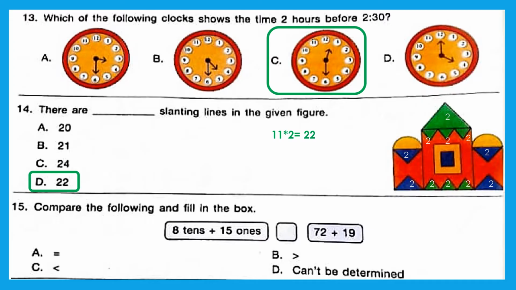Question 15. Compare the following and fill in the blanks. 8 tens plus 15 ones. What is 8 tens plus 15 ones? It is 80 plus 15 which is equal to 95. And on the other side we have 72 plus 19 which gives you 91. So we'll use greater than sign because 95 is greater than 91. Option B is the right answer.